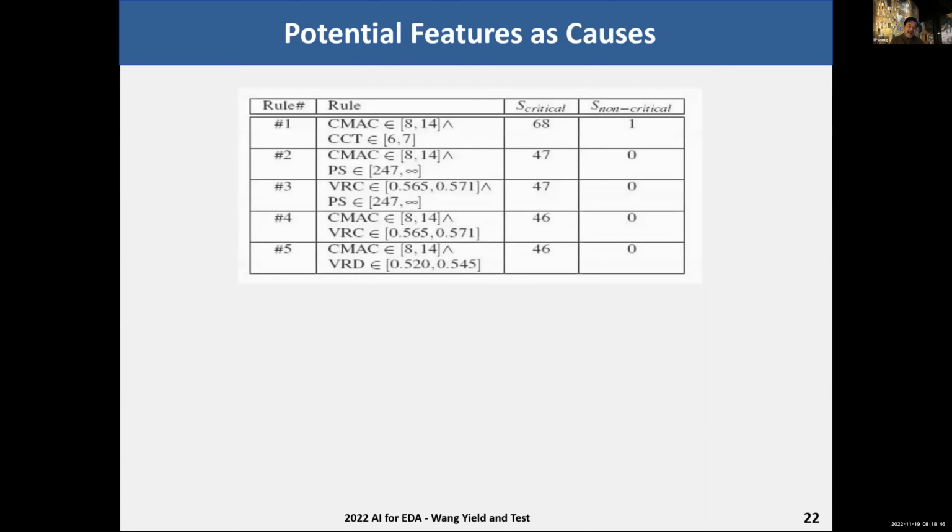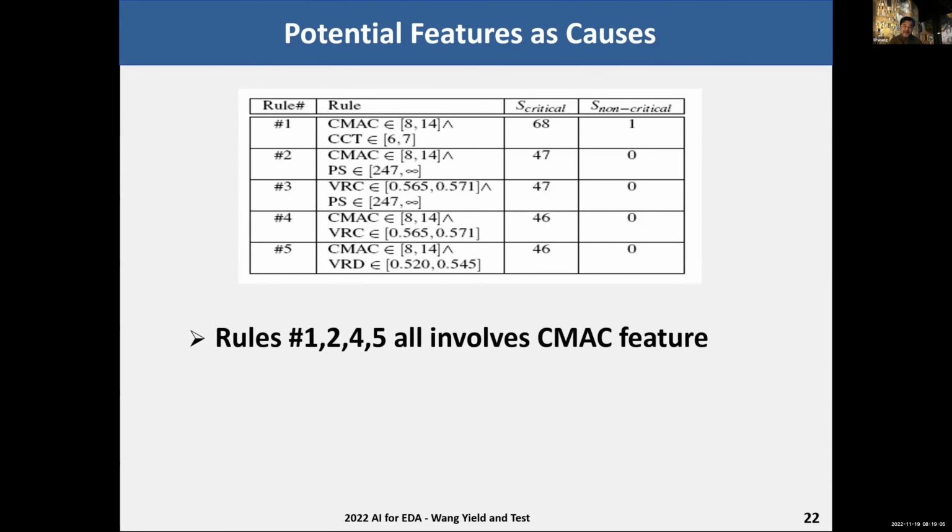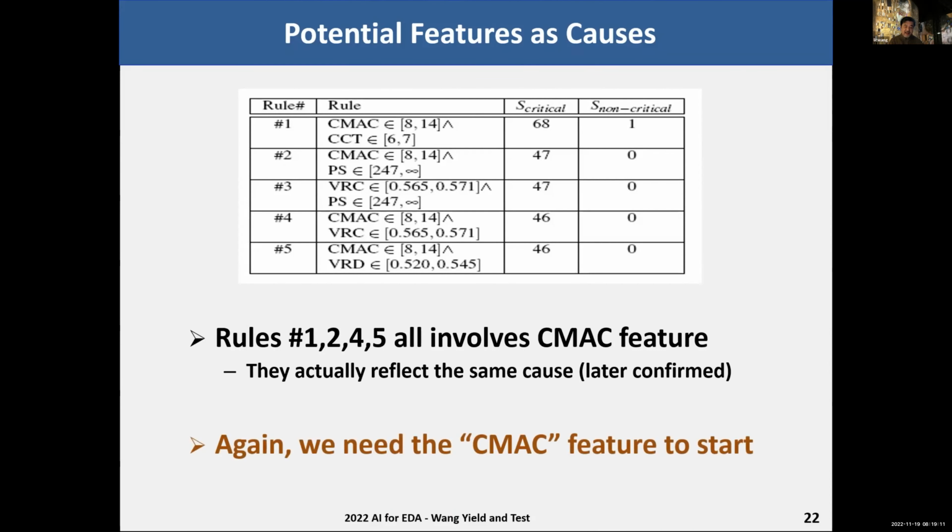So in that ITC 2010 work, speed path analysis, we did find some interesting explanations for those speed paths. And here's a snapshot of the results. From the rule we found, we saw the feature CMAC was involved several times. And later we confirmed that the CMAC was really related to the problem. And once again, the success of the story depends on us knowing to use the CMAC features.